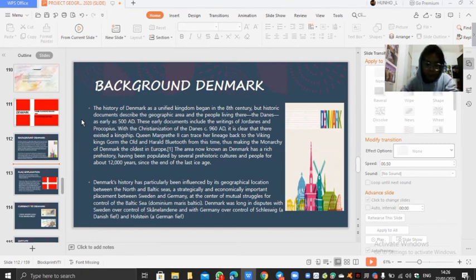Denmark was long in conflict with Sweden over control of Scandinavia and with Germany over control of Schleswig and Holstein.